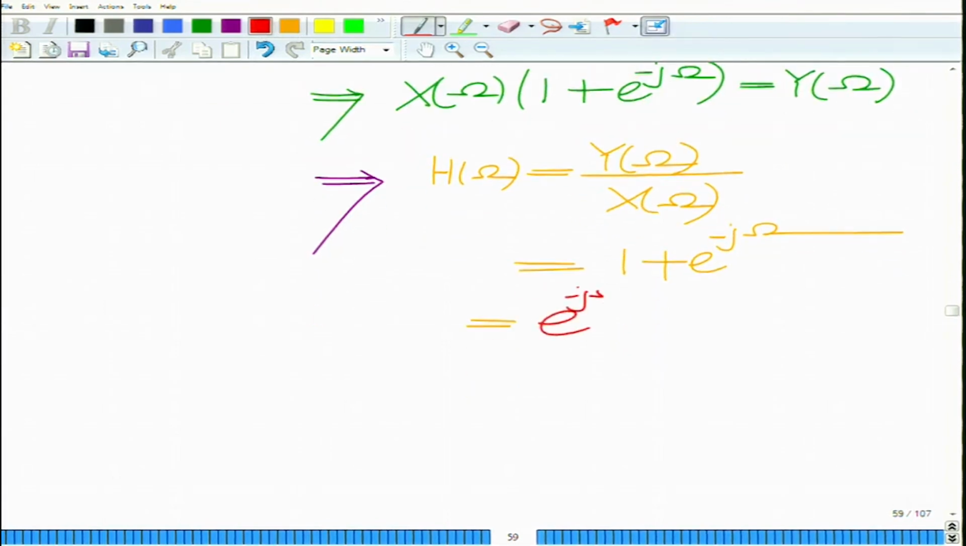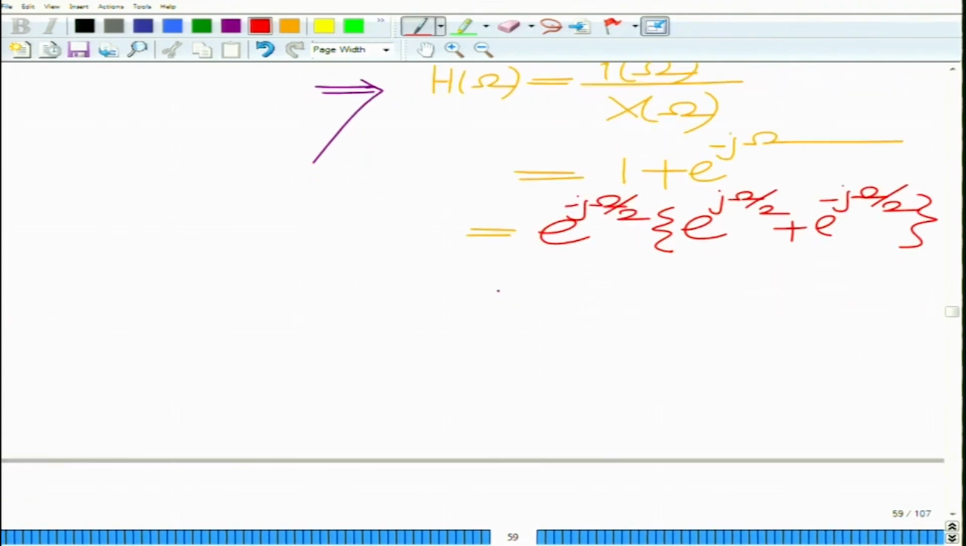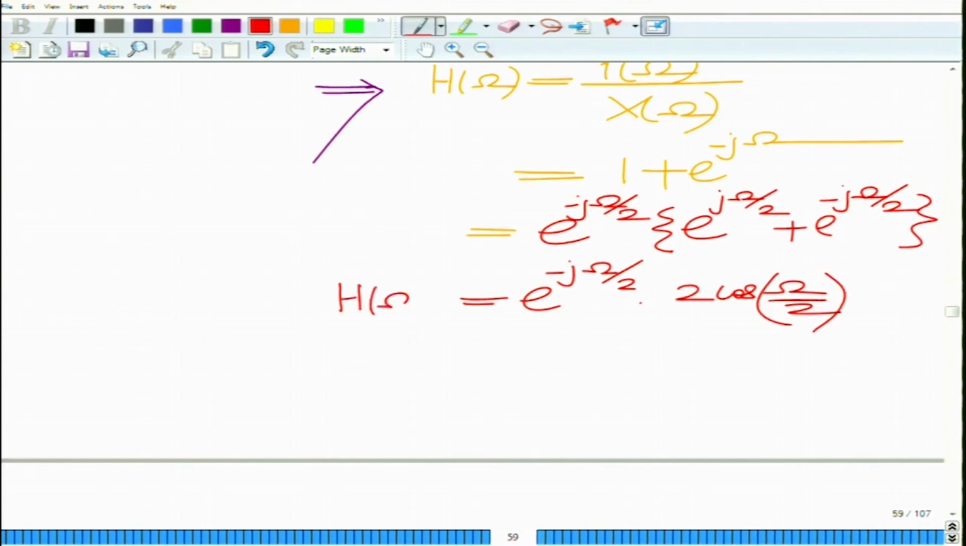You can further simplify this. Take e raised to minus j omega over 2 common, this will be e raised to j omega over 2 plus e raised to minus j omega over 2. But e raised to j omega by 2 plus e raised to minus j omega by 2 is 2 cosine omega by 2. So, this is e raised to minus j omega by 2 times 2 cosine omega by 2, and this is H of omega.